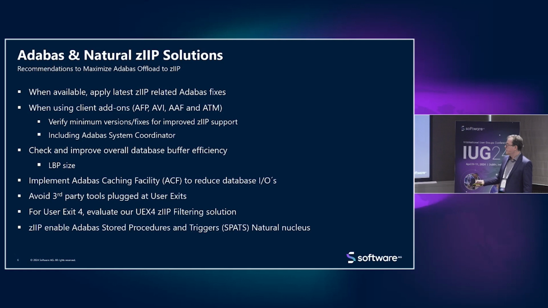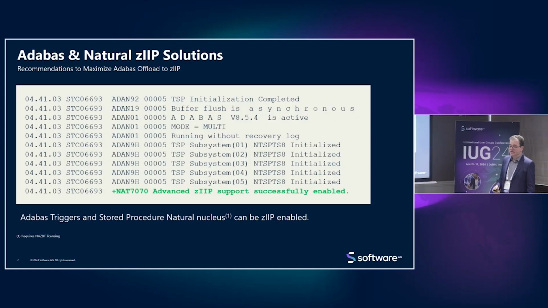And last one, I just jump next, because some customers also during POCs, I revisit all these aspects, and if the customer is using SPATs, which is stored procedures and triggers in Adabas, I say, guys, let's zIP enable that Natural nucleus that runs as a subtask inside the Adabas address space, because obviously it requires Natural for Batch for zIP licensing.